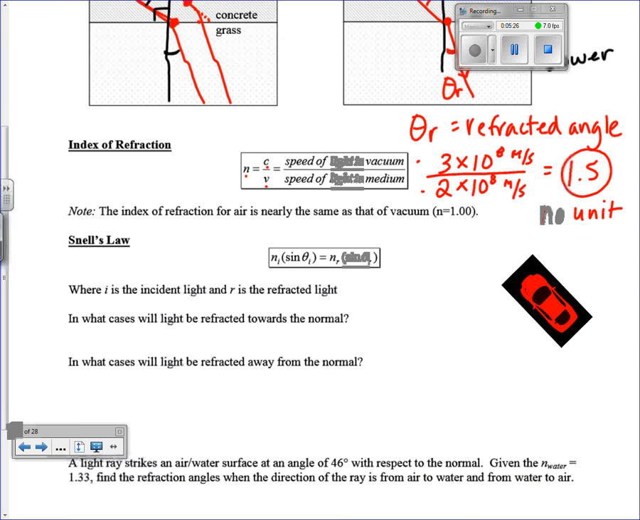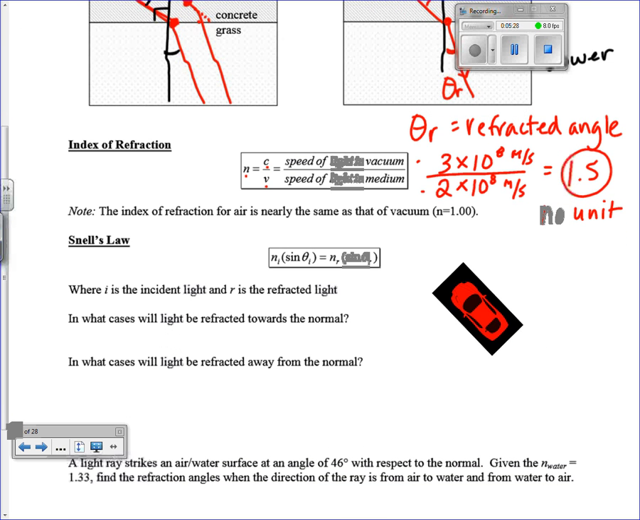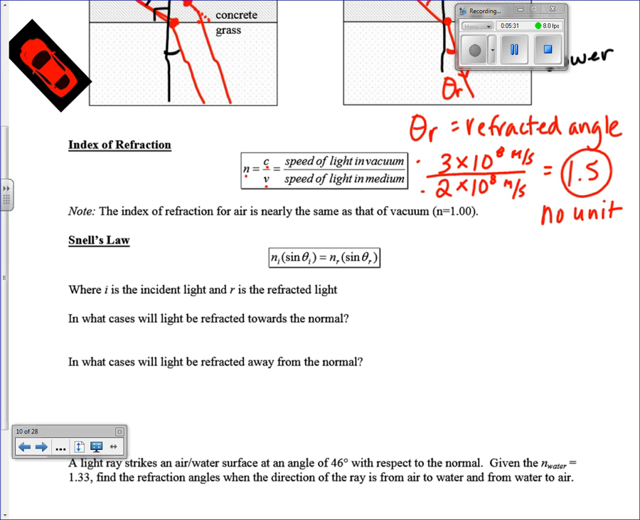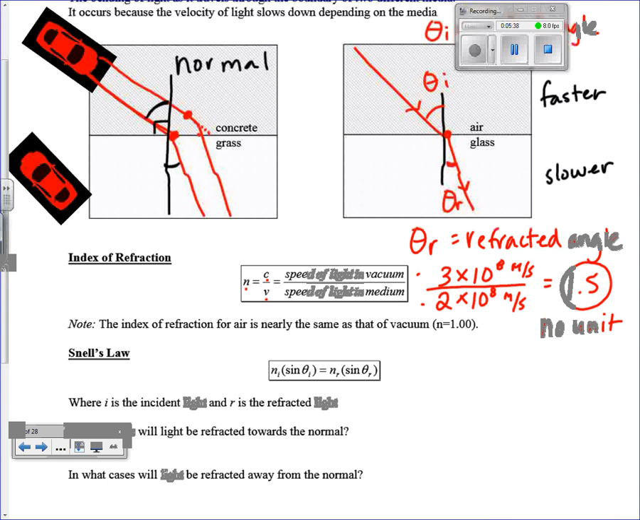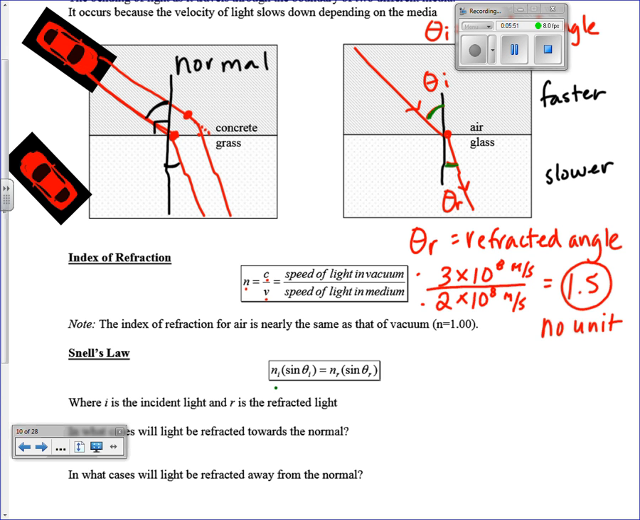The speed of light and the index of refraction both lead to something called Snell's law. Snell's law gives us the relationship between the angles in my top diagram here, my angle of incidence and my angle of refraction, and the indices of refraction. Snell's law says that the incident index of refraction times the sine of the angle of incidence equals the index of refraction of the second substance times the sine of the angle of refraction.